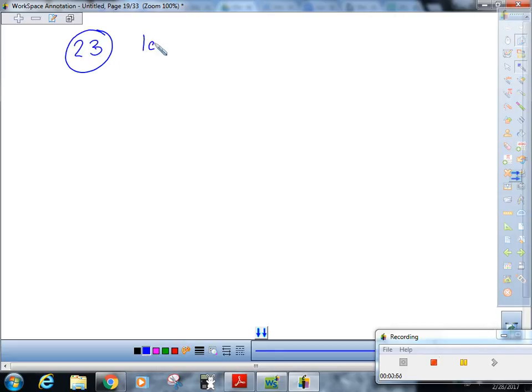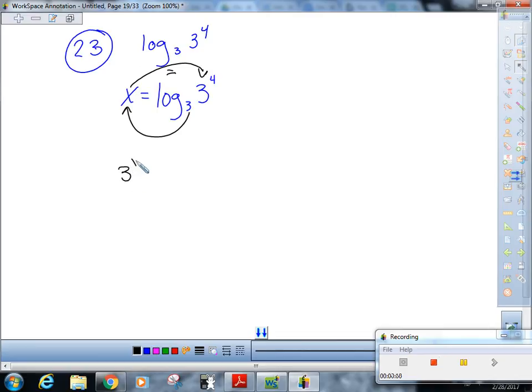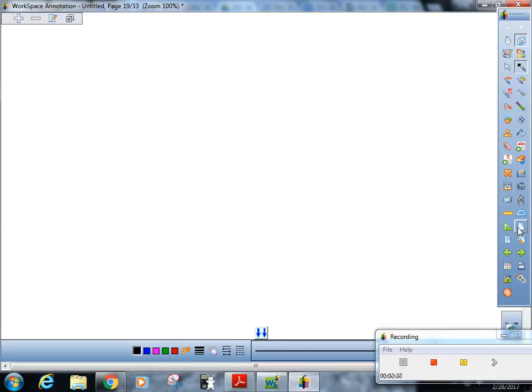So, log base 3 of 3 to the 4th. Well, again, let's just say x equals log base 3 of 3 to the 4th. That 3 to the 4th, I'm not going to let it intimidate me. I'm just going to leave it just like it is. What does that mean? Well, that means 3 to the x is equal to 3 to the 4th. Got it. x equals 4. That one was weird. They're making it easy on us.